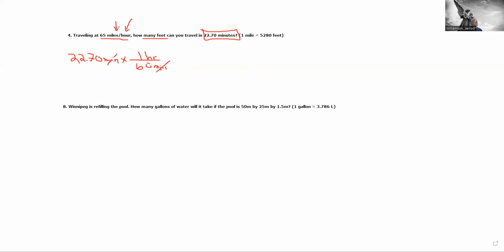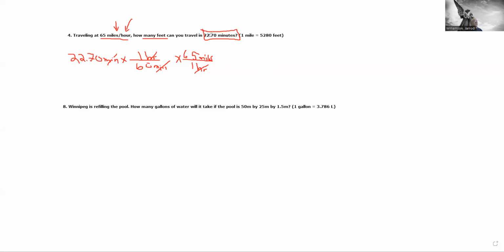Next, I have hours, and now I can use this 65 miles per hour. And remember, this means 65 miles per 1 hour. What would I put on the bottom? I would put the 1 hour on the bottom and these 65 miles, miles, on the top. That way, hours cancel with hours. So I've gone from minutes over to miles.